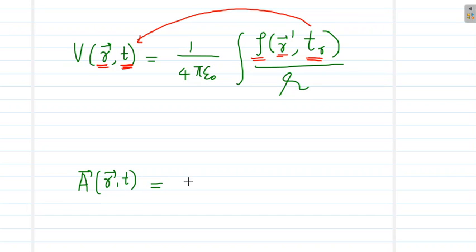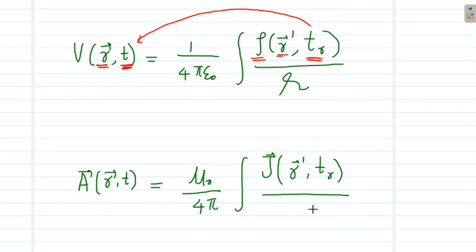So what about vector potential? It will be mu 0 by 4 pi into integral j bar of r bar dash comma t r divided by curly r, d tau dash. Here also the integration is over the volume. So here also you please notice that the current density should be considered at the point r bar dash at the time tr, but the vector potential we calculate at the point r bar at the time t. The difference in time is due to the fact that if the current is changing with respect to time, it will take a little time to reach the point P where we measure the vector potential.